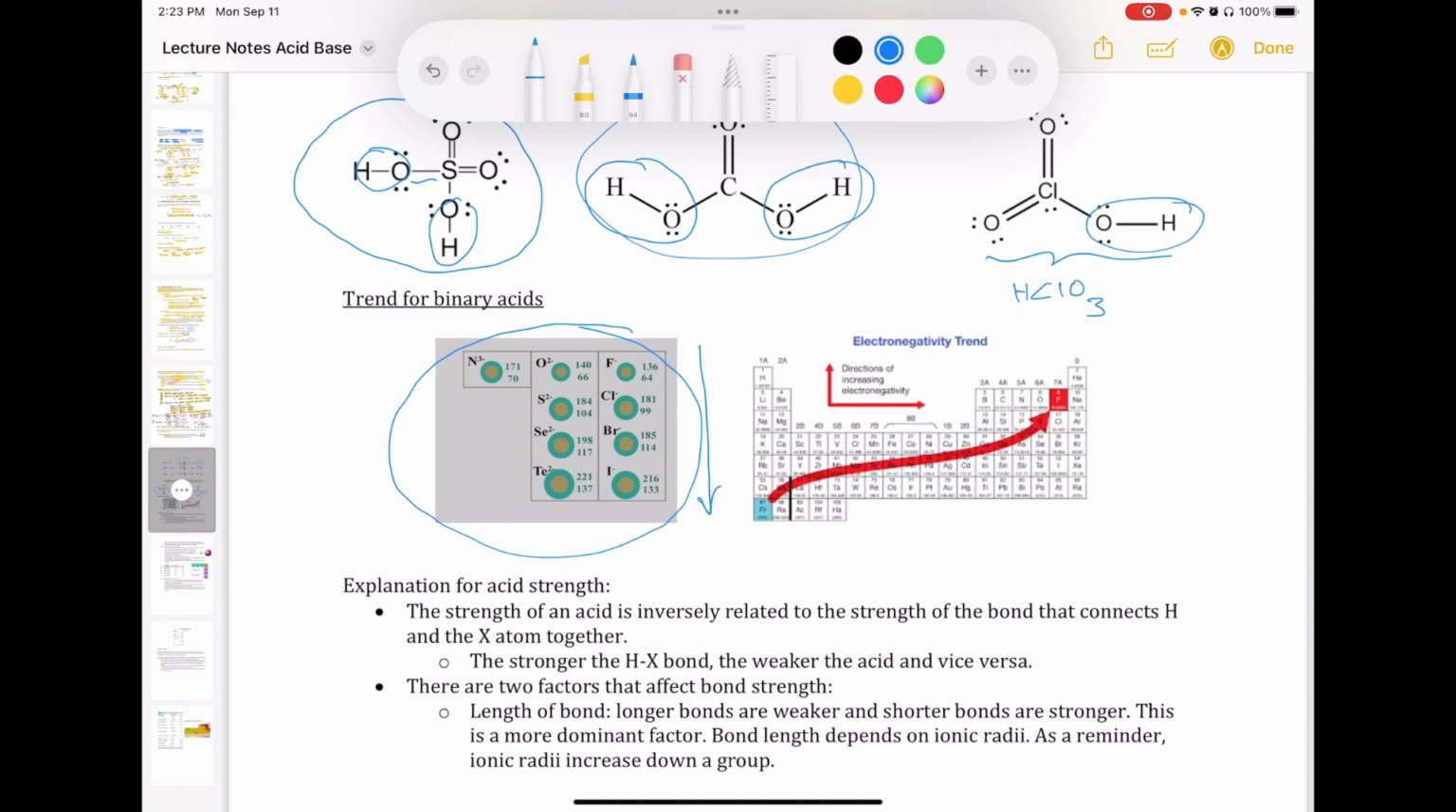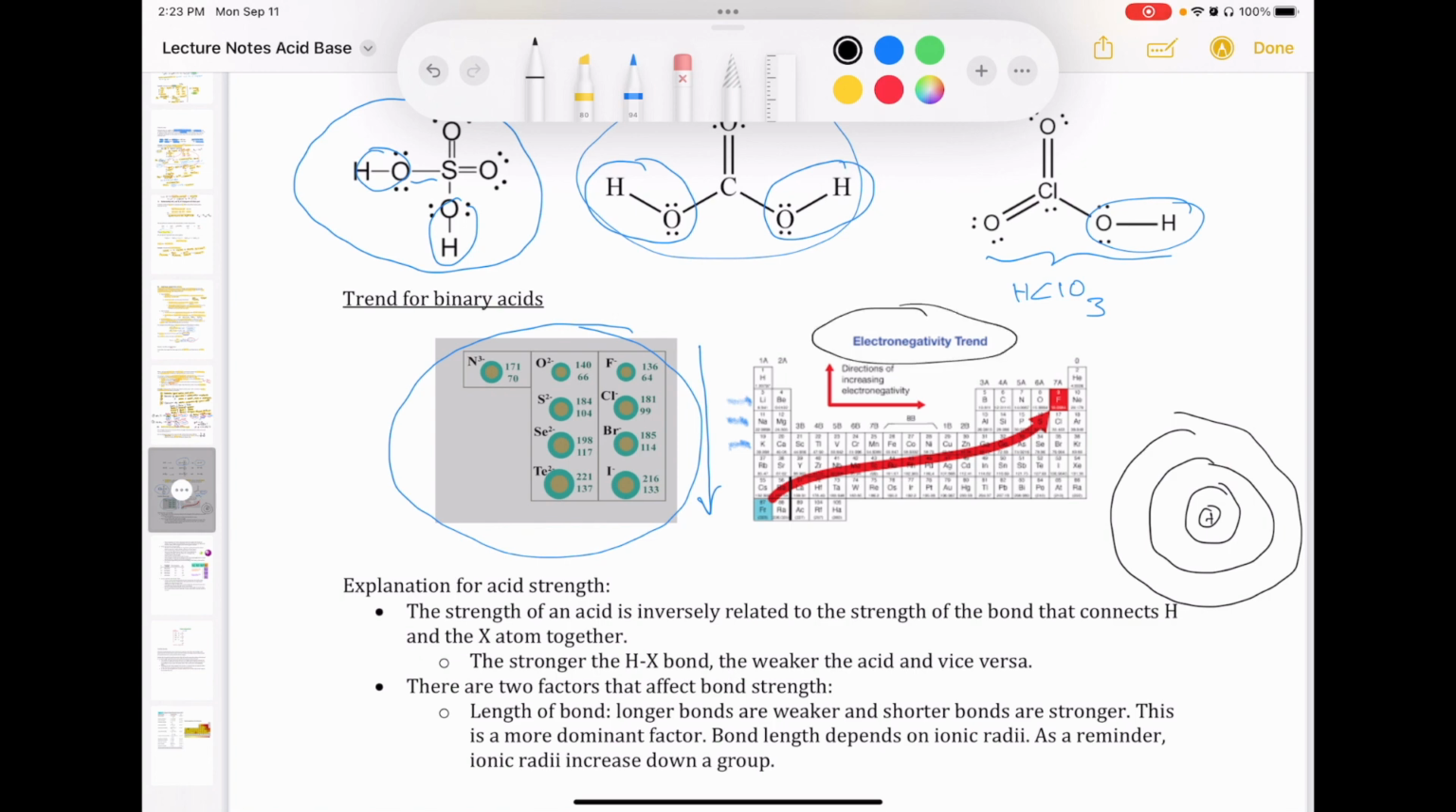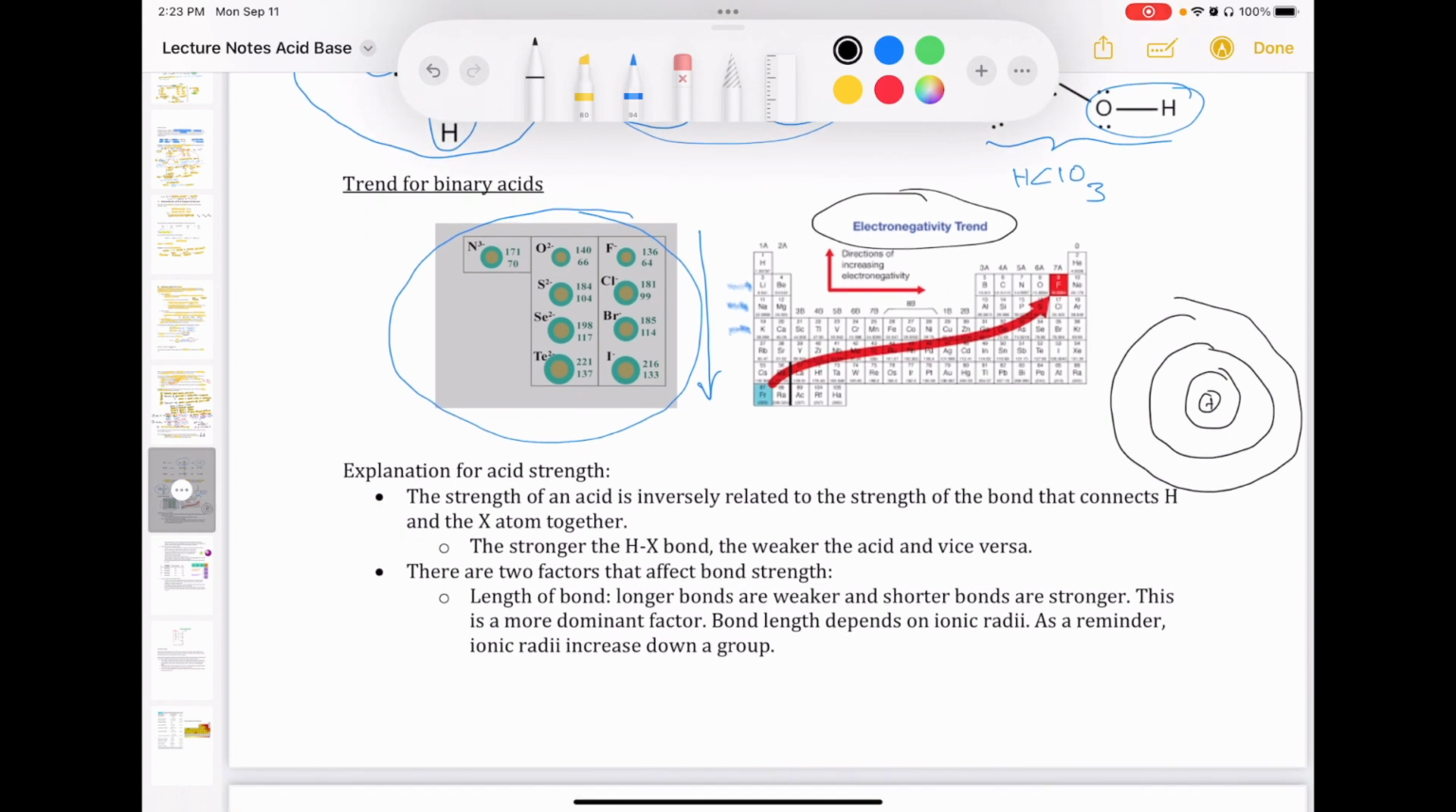You might recall this discussion in Chem 11 where you have the nucleus in the middle, and then each shell corresponds to each of the periods that you have in the periodic table. So each of these periods right here. The other important factor that will determine strength will be electronegativity. And electronegativity increases along this red arrow that's shown right here, with fluorine, which is that element, being the most electronegative of all the elements.